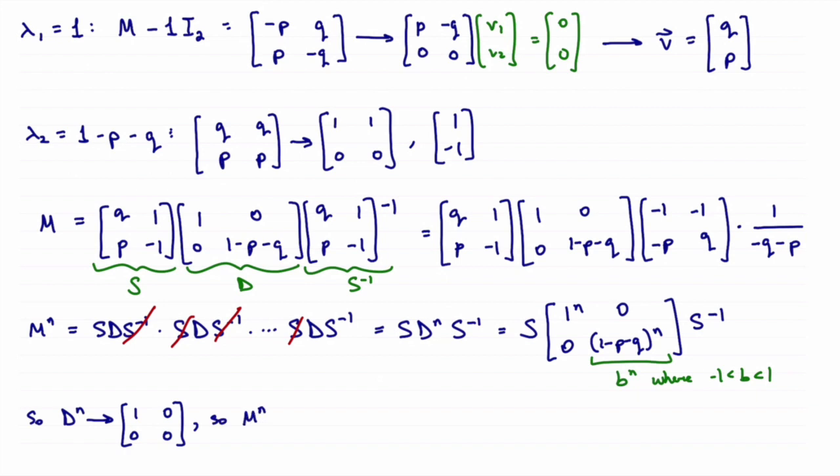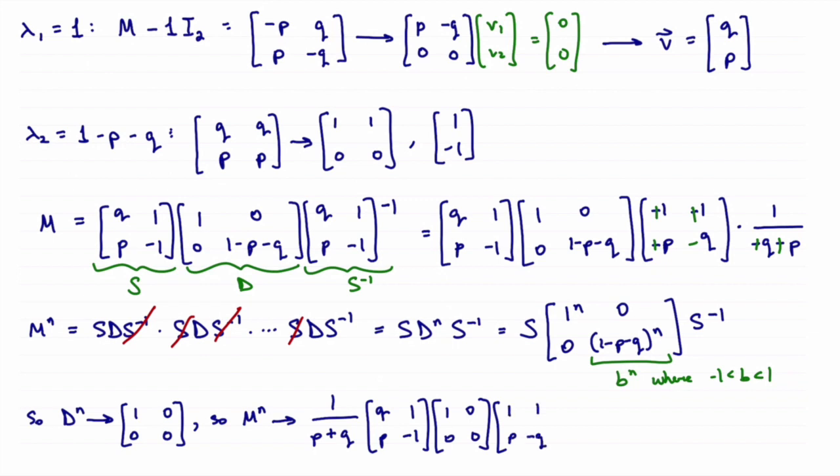So m to the n is going to go to, now I'll bring the actual expressions for S and S inverse back into it. Let me write that determinant out front. I'm also going to flip all these signs so they're positive, positive, positive, positive, since I think I'm less likely to make a mistake with positive terms. So let me write 1 over, how about p plus q? And then we'll have q, p, 1, negative 1, times 1, 0, 0, 0, times 1, 1, p, negative q.